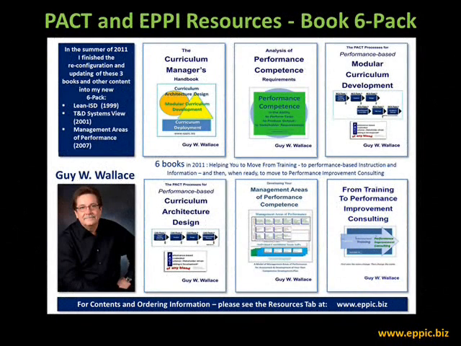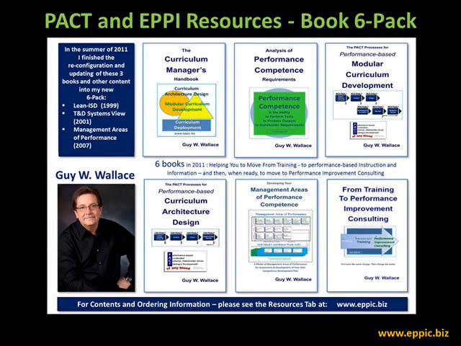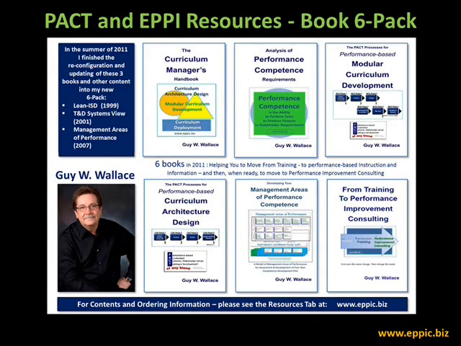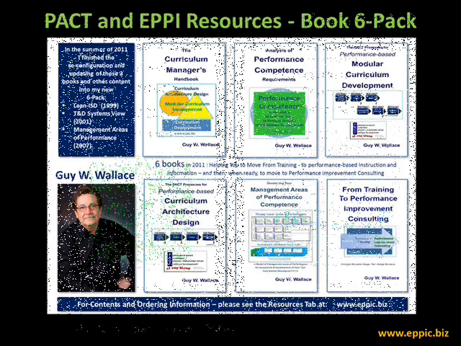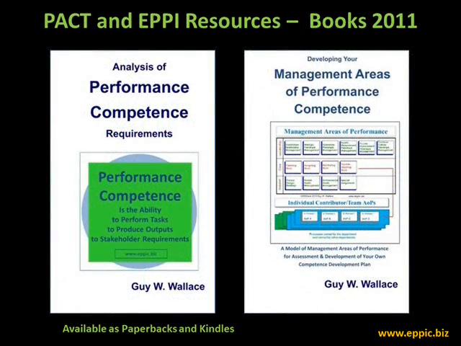I have various PACT and EPPA resources. My book 6-pack is but one of those. But on my website, there's a series of free videos and articles and presentations. There's even a couple of free books available to help you on your journey to creating an enterprise process performance architecture that will drive all of your other architectures. My book on performance competence requirements is for the analysts who will determine the specificity for your processes. The management areas of performance competence provide that same model that we've been discussing that's at the heart, at the department level, for how to frame your processes.